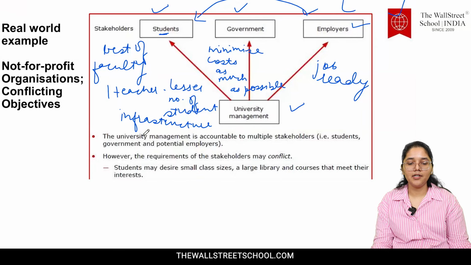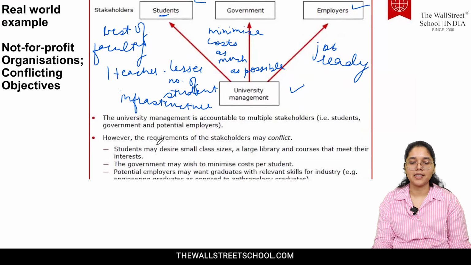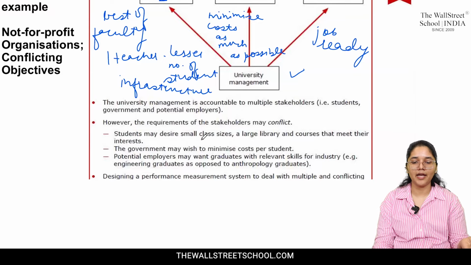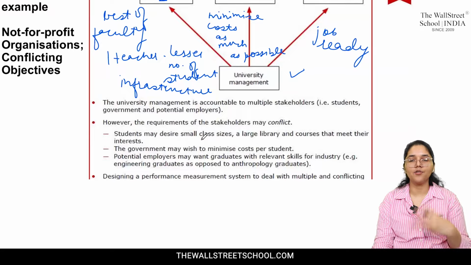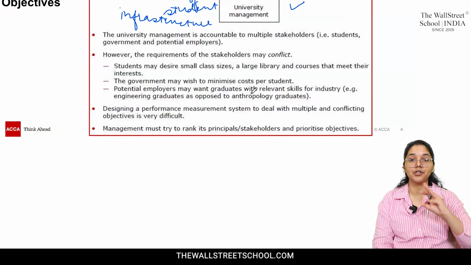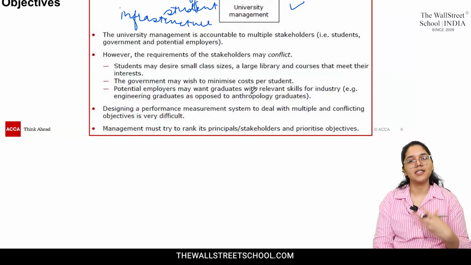So here you can read about it. Management is accountable to multiple stakeholders: students, government, and potential employers. However, requirements of stakeholders may conflict. Students may desire small class sizes, again, so that more attention can be given to each of them, a large library, courses that meet their interests. Government may wish to minimize the cost per student. Potential employers may want graduates with relevant skills for the industry, engineering graduates as opposed to anthropology graduates. So designing a performance measurement system to deal with such different and multiple objectives is very difficult.